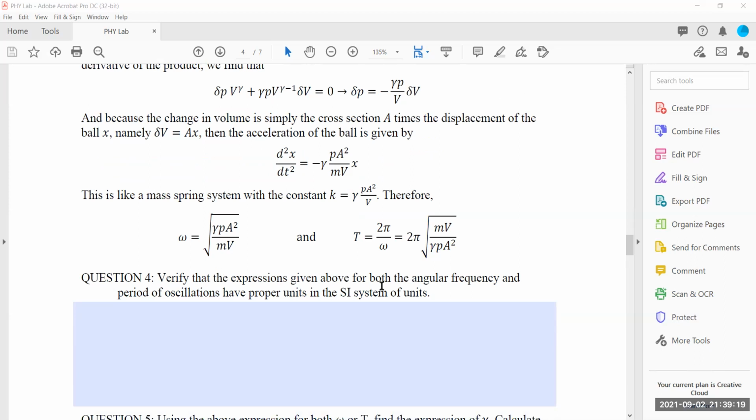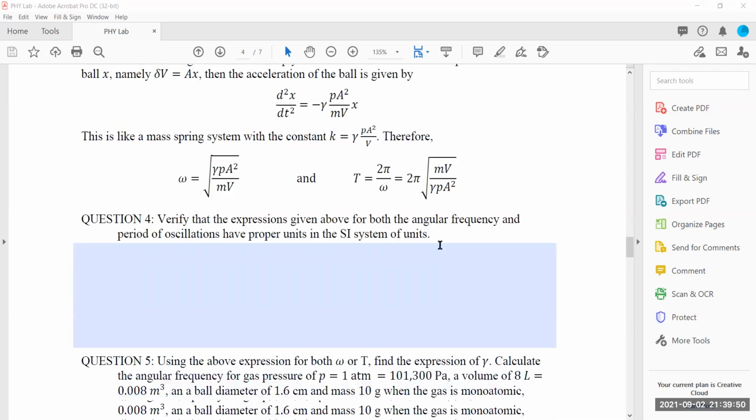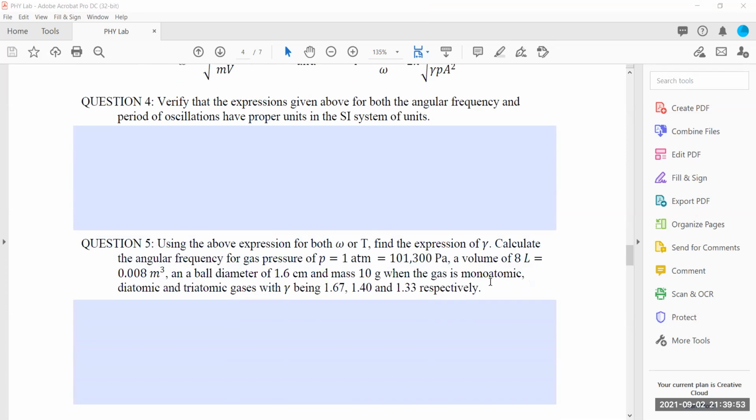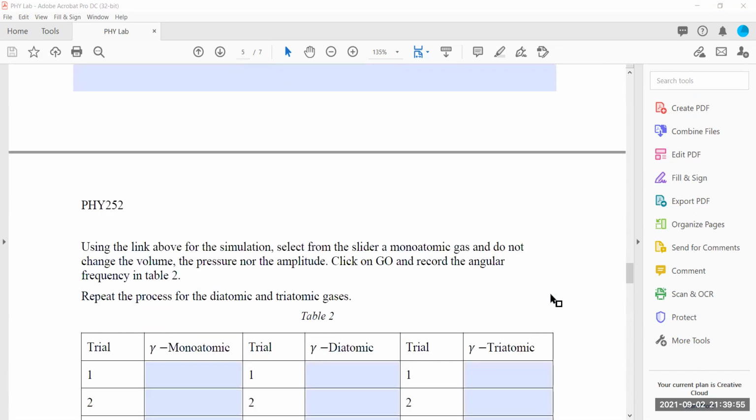In here, it's verified that the expression given above for the angular frequency and period of oscillation have proper units. Gamma has no units. Pressure is in Pascal or Newton per meter squared. And this is the area squared, so that's going to be meter, the cross section squared as it's falling. And this is kilogram, and this is meter cubed. So if you plug in all of the numbers, it should be 1 over second, or radians over second. And the T in here is going to have the proper units, which is the second. So test that, okay? You just plug in the numbers in here. So you should be able to do that.